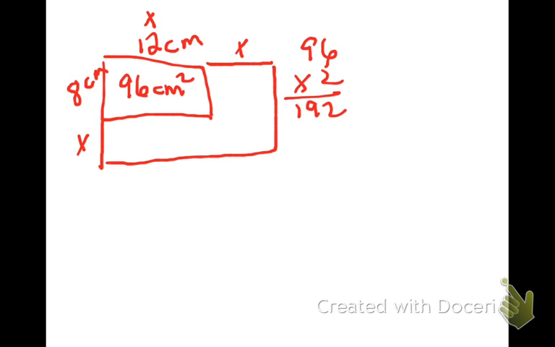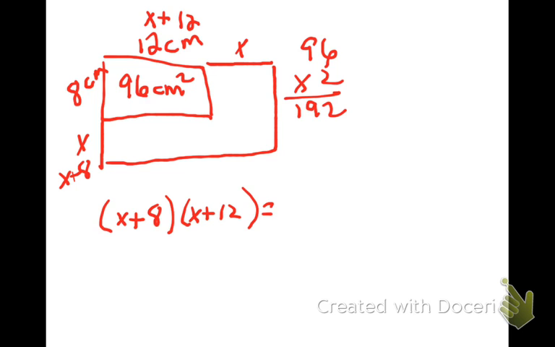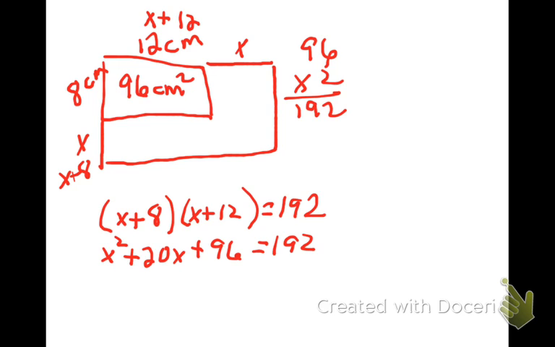Well, this new side is x plus 12. And this side, the whole length, is going to be x plus 8. So our equation would be that the area, length times width, or the other way around, is equal to 192. That's the area we want. So using our FOIL method, x squared, outside 12, inside 8, would be plus 20x, plus 96 equals 192. Need to get this set equal to 0, so I'm going to subtract 192 from each side and get x squared plus 20x minus 96 equals 0.